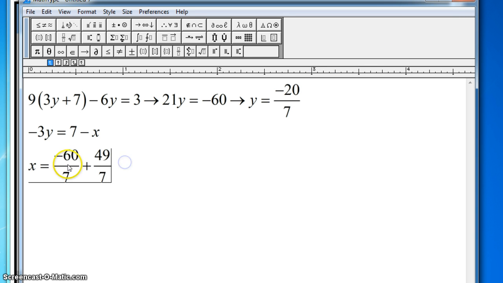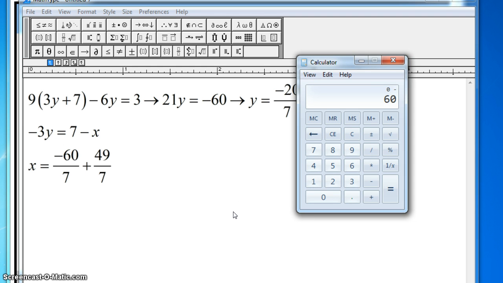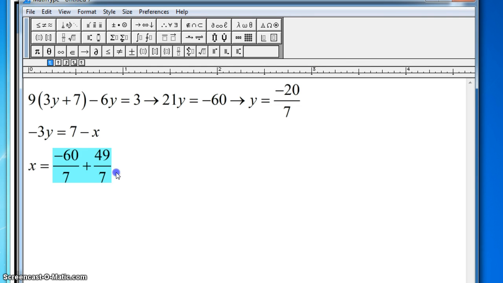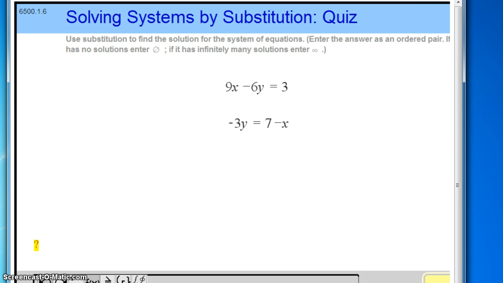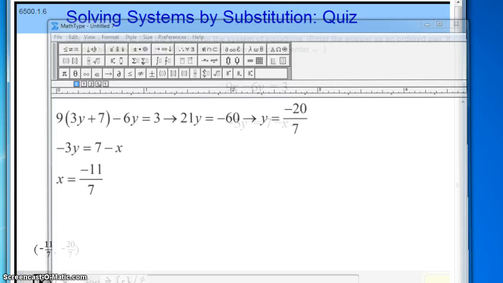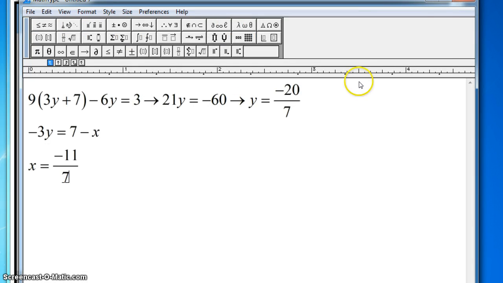Okay, anyway, maybe I'll keep that calculator open so I can do negative 60 plus 49 is negative 11, right? So this comes out to minus 11 over 7. Okay, so our x is minus 11 over 7, and our y is negative 20 over 7. So now let's take a peek at the correct answer. Yeah, so that's what it was, negative 11 over 7 and negative 20 over 7, right?